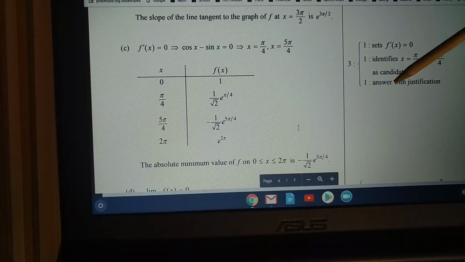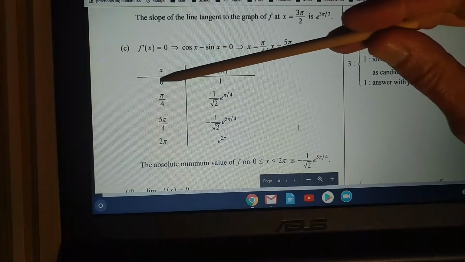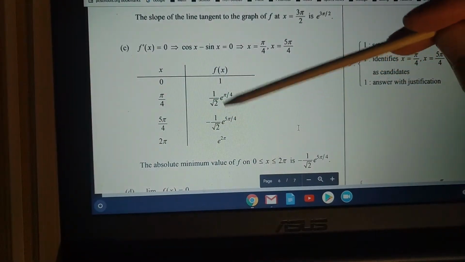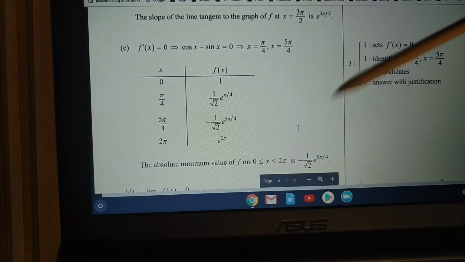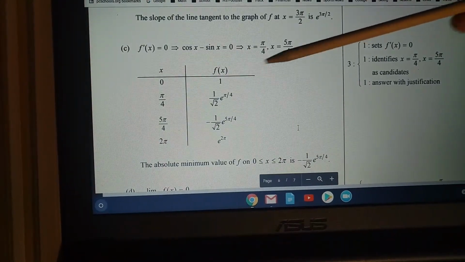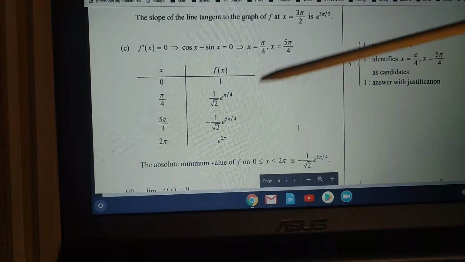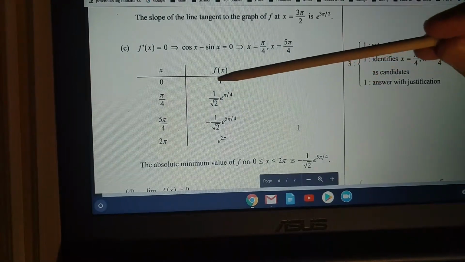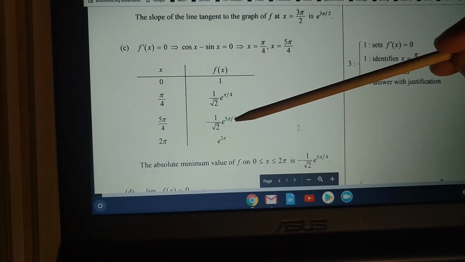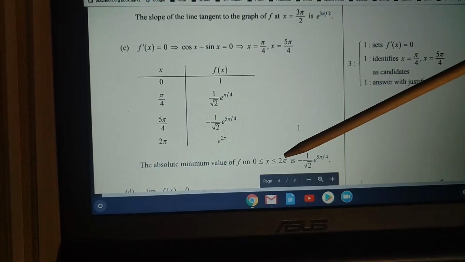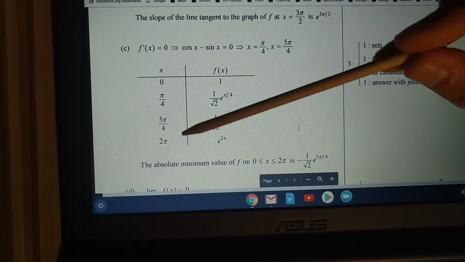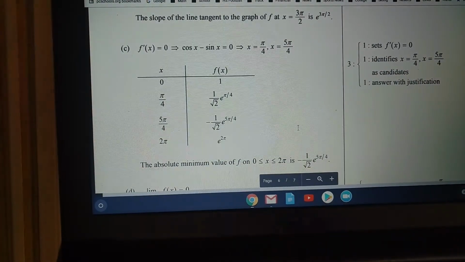Now, to get your final point, you must recognize you have to check endpoints, because your candidates are the critical points, which you identified there, and the endpoints. And you must check the value at each one of those. And then you simply look for the minimum. And there's only one here that is clearly, even though we don't know exactly where these fall, the key thing is we're looking for the minimum. This is the only one that's negative. This has to be the minimum. So we can say that this is the absolute minimum, and it occurs at 5 pi over 4.